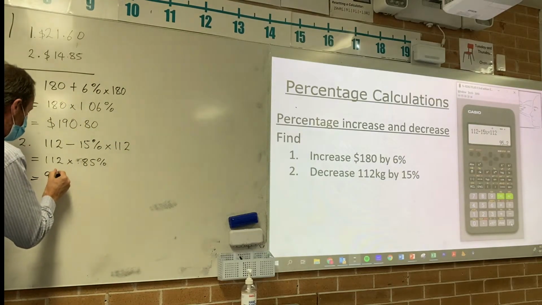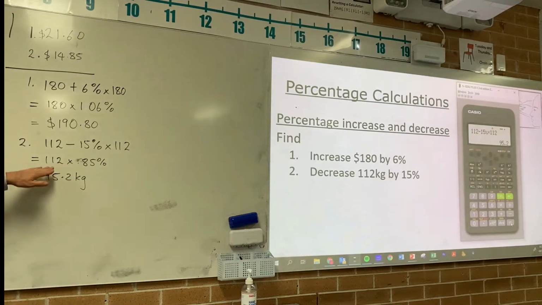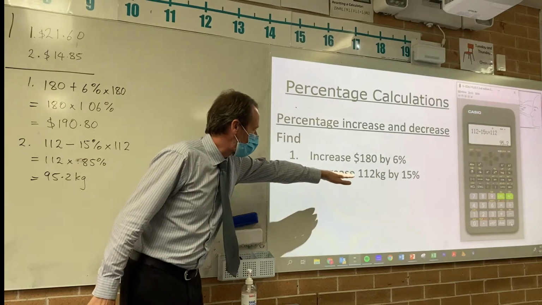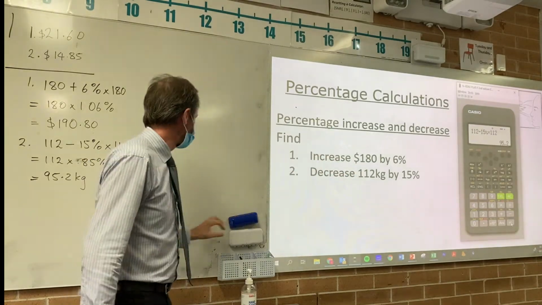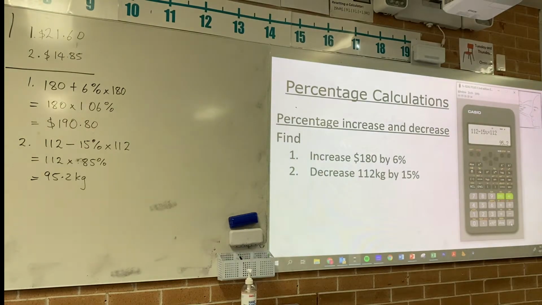Does that sound about right? Yeah. According to our estimate earlier? Not bad. Yes. Because remember we said it's 112, 15% is about 15 off, down about 15. Just a quick rough estimate. Always estimate. So I've done it that way. You could do it the shorter way if you want.